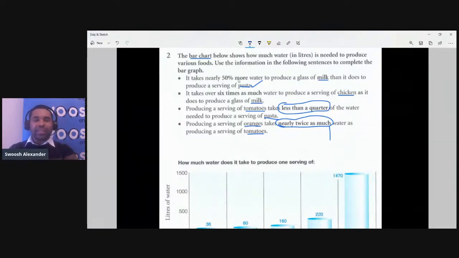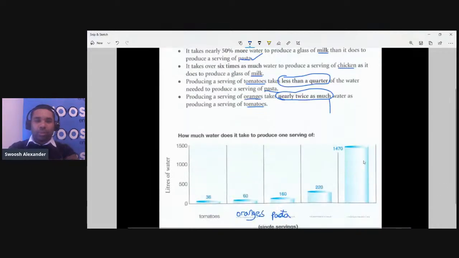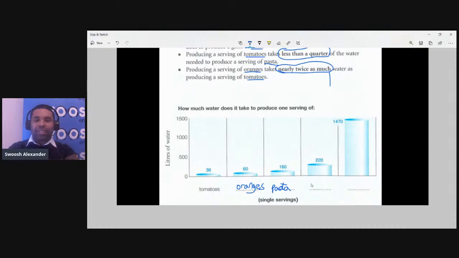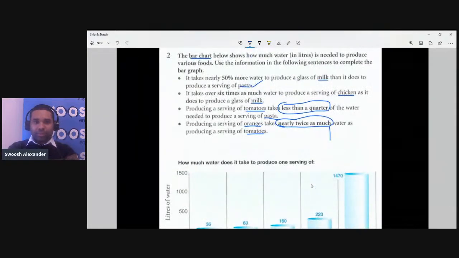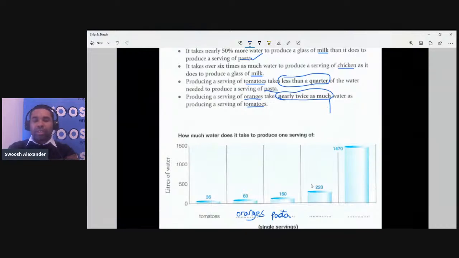So it says it takes nearly 50% more water to produce a glass of milk than it does to produce a serving of pasta. So 50% more water to produce milk than to produce pasta. Nearly 50% more is what it says. So 50% of 160 is 80. So that would mean that we'd have 240. But it says nearly 50% more, not quite 50% more. So 220 is a good value for milk.